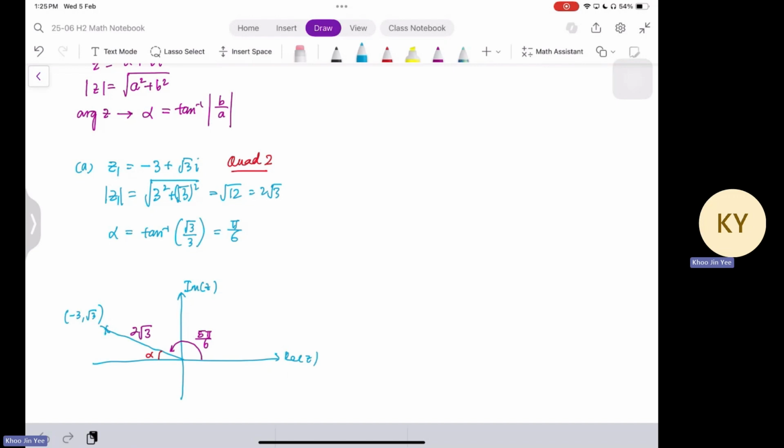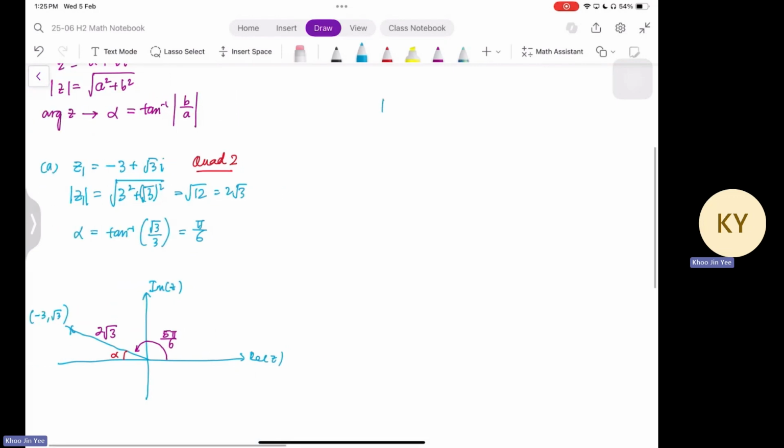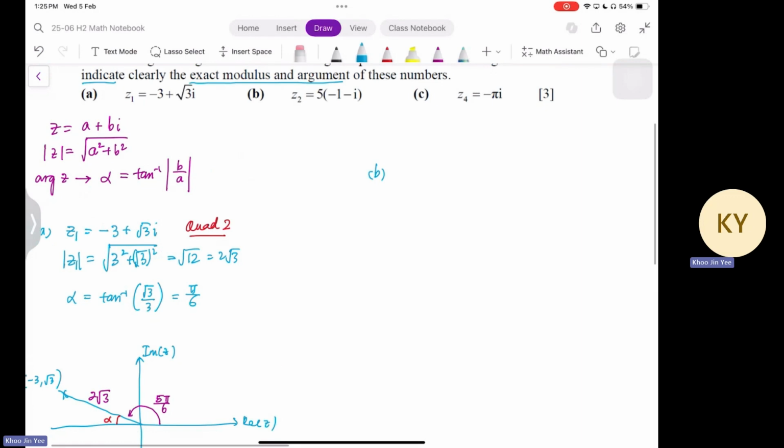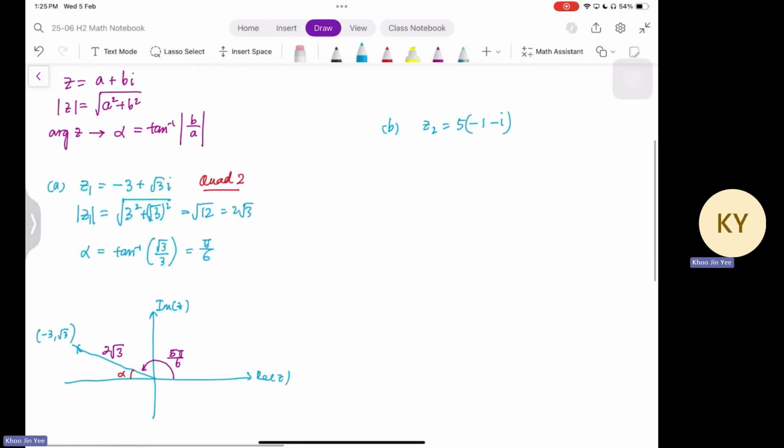Next, part B. Part B is what? z square equals 5 times negative 1 minus i. So this one will be negative 5 minus 5i. So modulus of z square would be 5 square plus 5 square. So this will be 5 root 2. Simplify to 5 root 2. Now, basic angle.